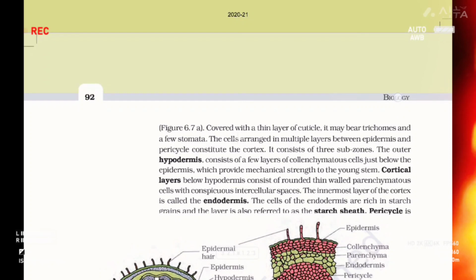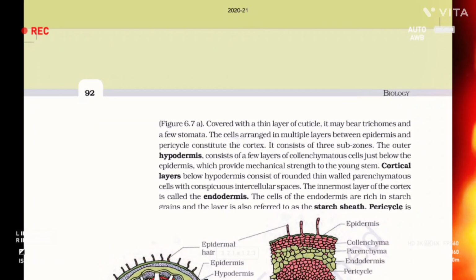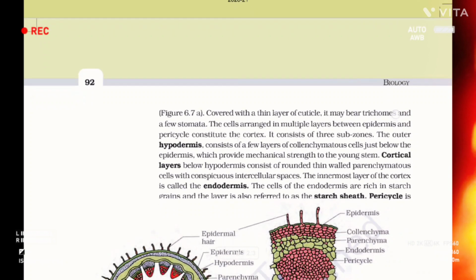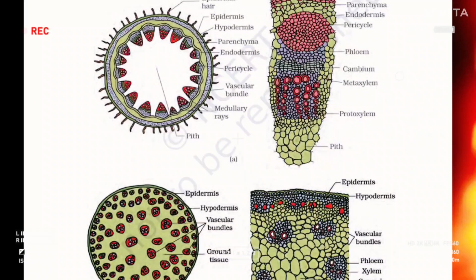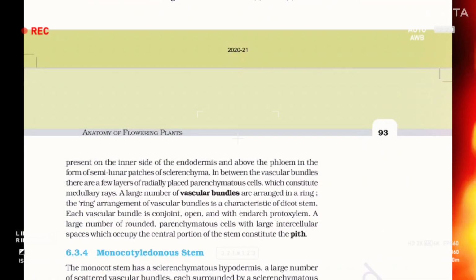Cortical layer below the hypodermis consists of rounded, thin-walled parenchymatous cells with conspicuous intercellular space. The innermost layer of the cortex is called endodermis. The cells of the endodermis are rich in starch grains and the layer is also referred to as starch sheath. Pericycle is present on the inner side of the endodermis and above the phloem in the form of semi-lunar patches of sclerenchyma. In between the vascular bundles, there are a few layers of radially placed parenchymatous cells which constitute medullary ray.